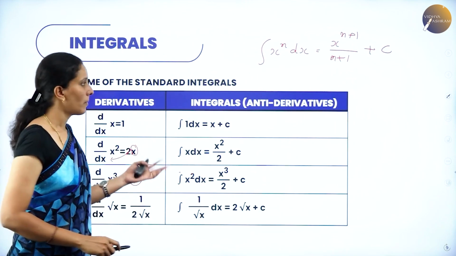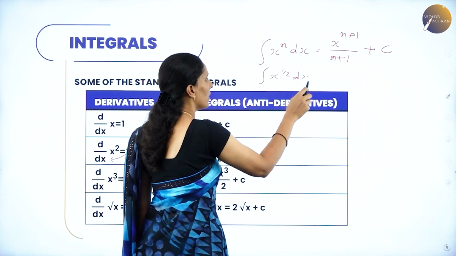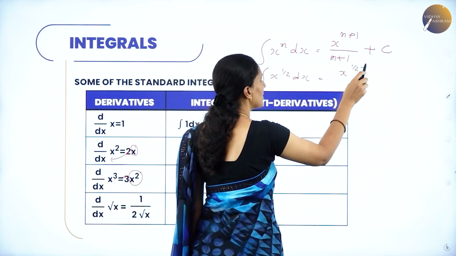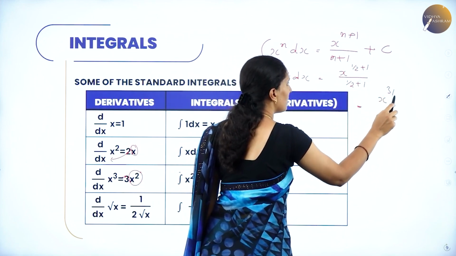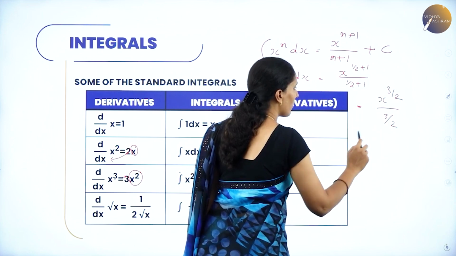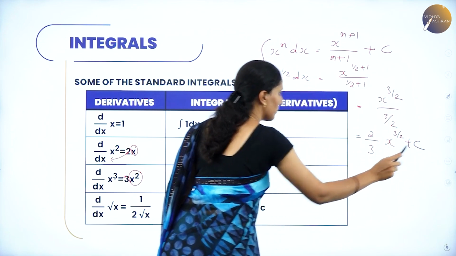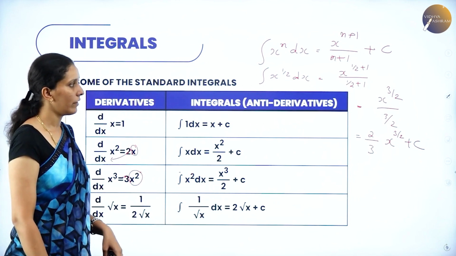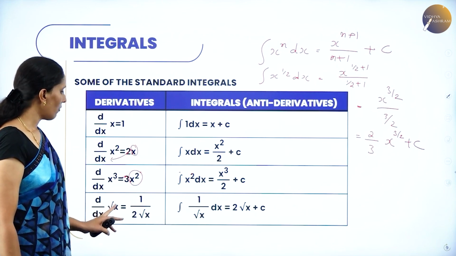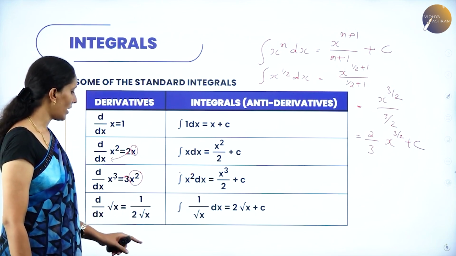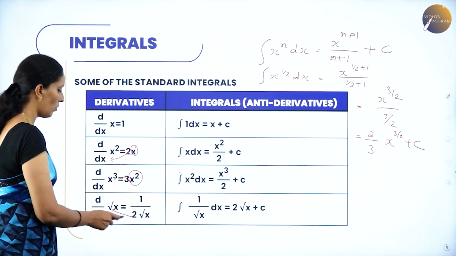Similarly, for root x, if you have x to the power half dx, then it is x to the power half plus 1 by half plus 1, which becomes x to the power 3 by 2 by 3 by 2. We can write it as 2 by 3 x to the power 3 by 2 plus c. So, here is how we have recognized it. And the derivative of root x is 1 by 2 root x. If you want 1 by root x, then its integral is 2 root x.